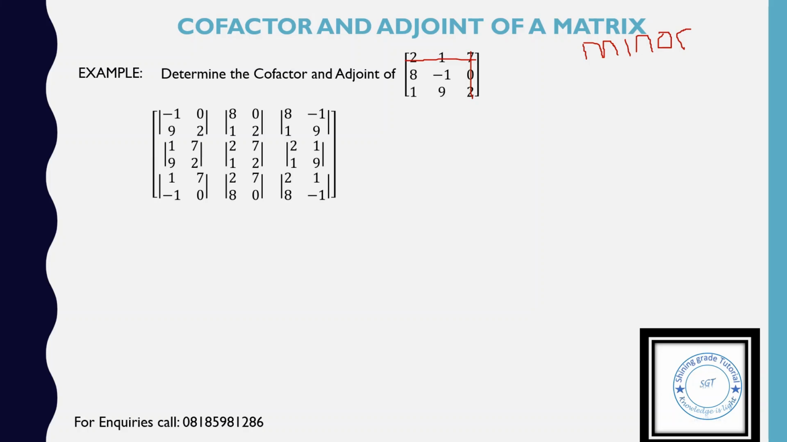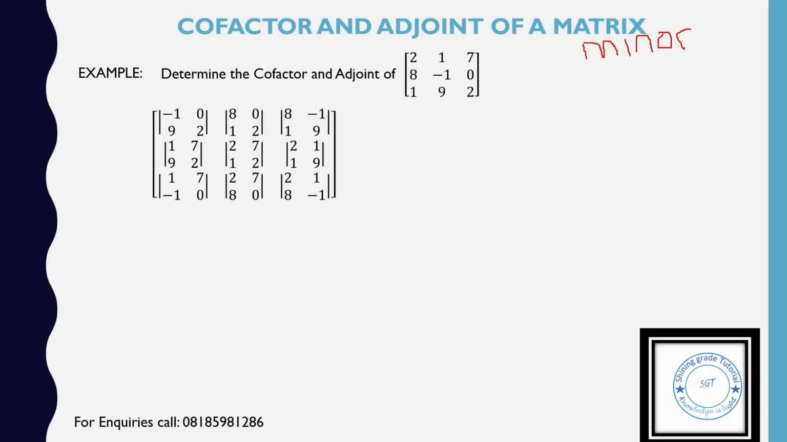To get the minor of 8, you need to delete its row, this row here, and its column. So we have 1, 7, 9, 2, as shown here as well. Again, to get the minor of minus 1, delete this row and then this column. We have 2, 7, 1, 2, and that has gone.